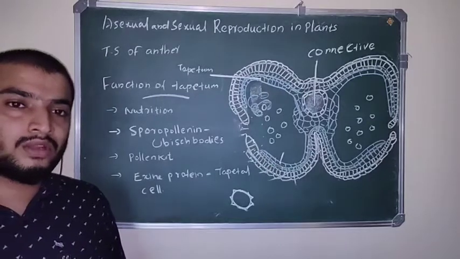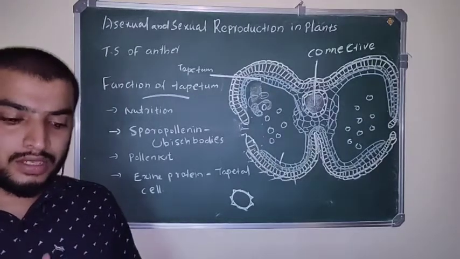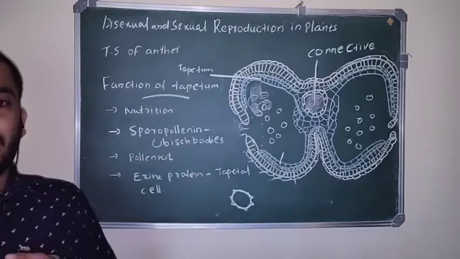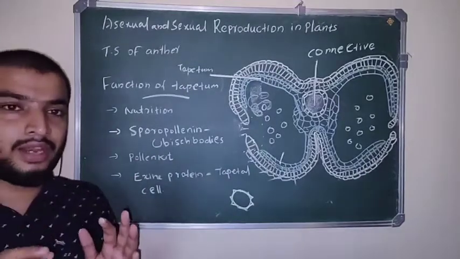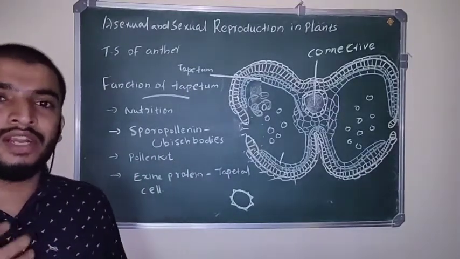Okay, so next we will study the detailed structure of pollen grain, what the parts of a pollen grain are, and what exine and intine are. We will study this in the next class.